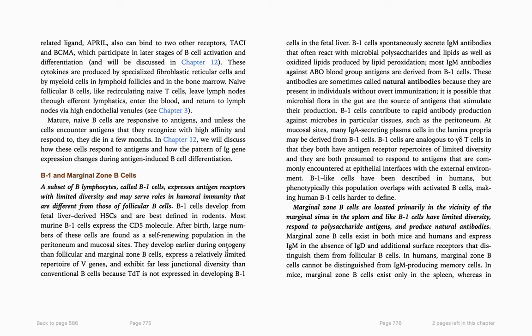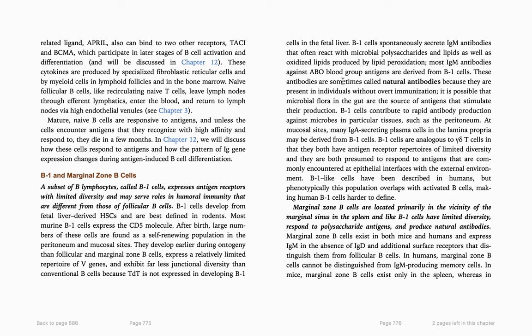They develop earlier during ontogeny than follicular and marginal zone cells, express a relatively limited repertoire of V genes, and exhibit far less junctional diversity than conventional B cells because TdT is not expressed in developing B1 cells in fetal liver. B1 cells spontaneously secrete IgM antibodies that often react with microbial polysaccharides and lipids, as well as oxidized lipids produced by lipid peroxidation.